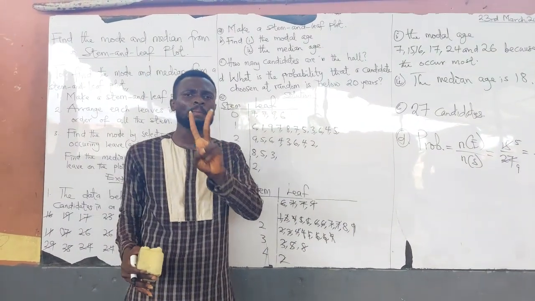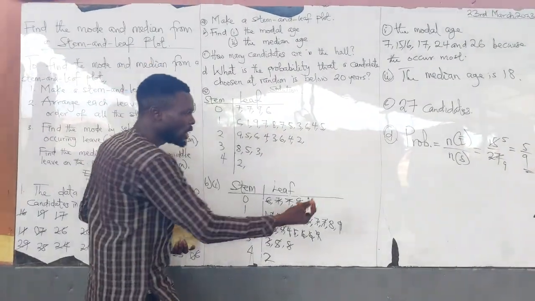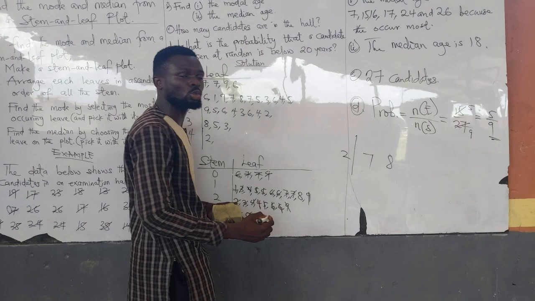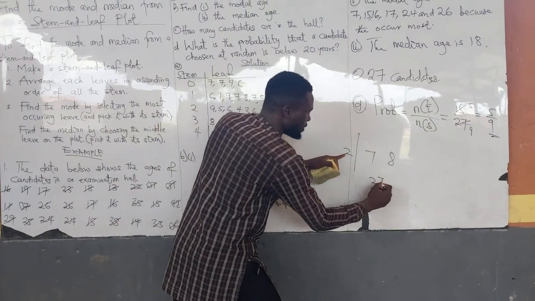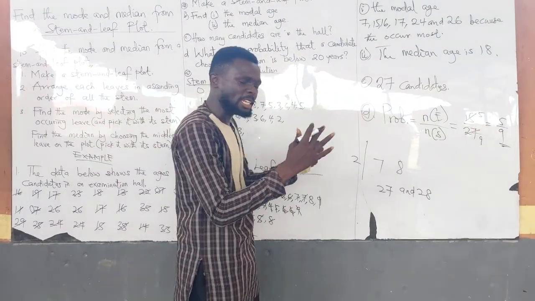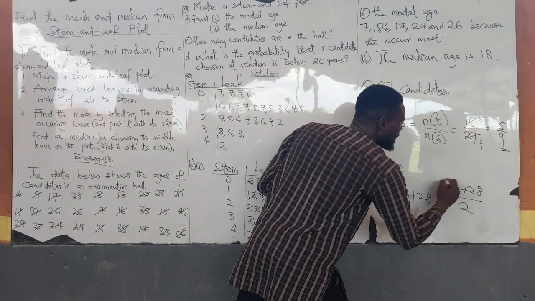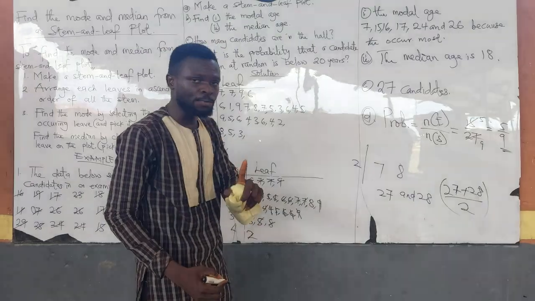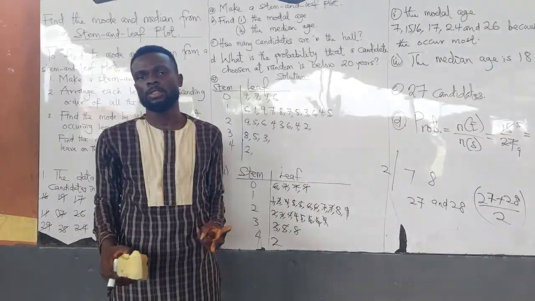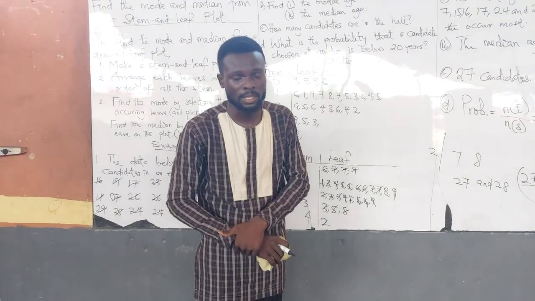But if the leaf happens to be, let's say, you had 7 and you had 8, and this is having the stem as 2, we are going to pick it as 27 and 28. So we put them together, which is 27 plus 28, then you divide by 2. That is if you get the middle number to be 2 leaves. And this is how we calculate for mode and median from a stem and leaf plot.